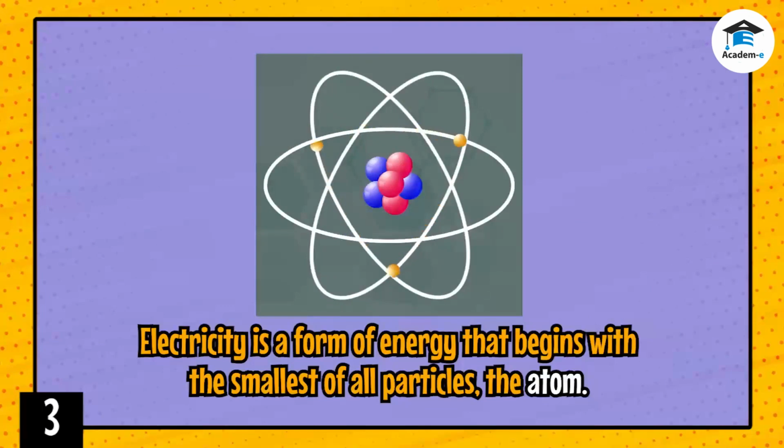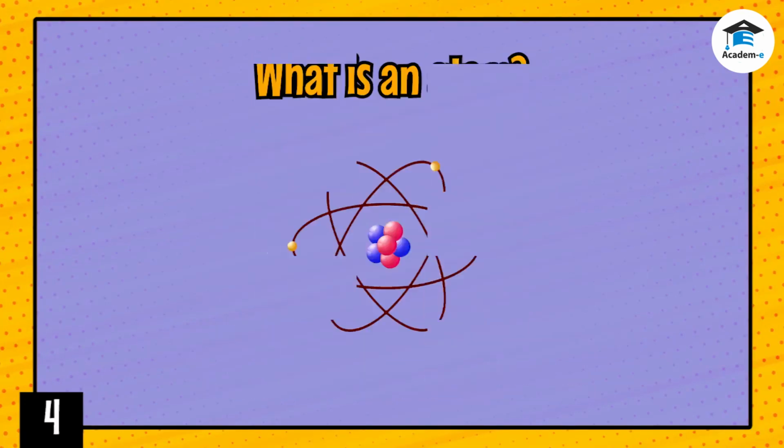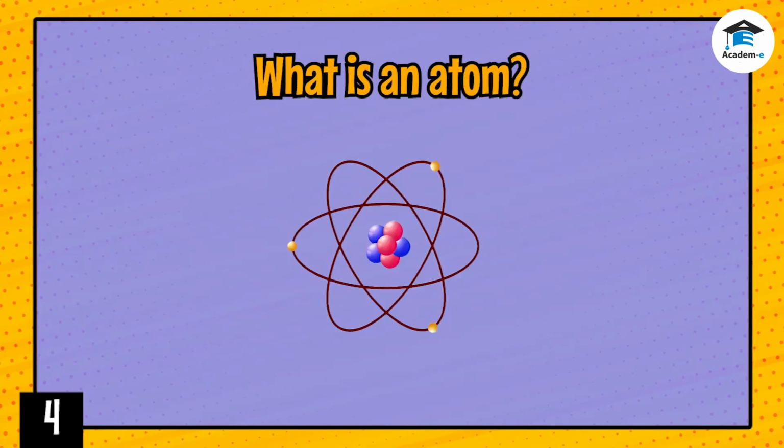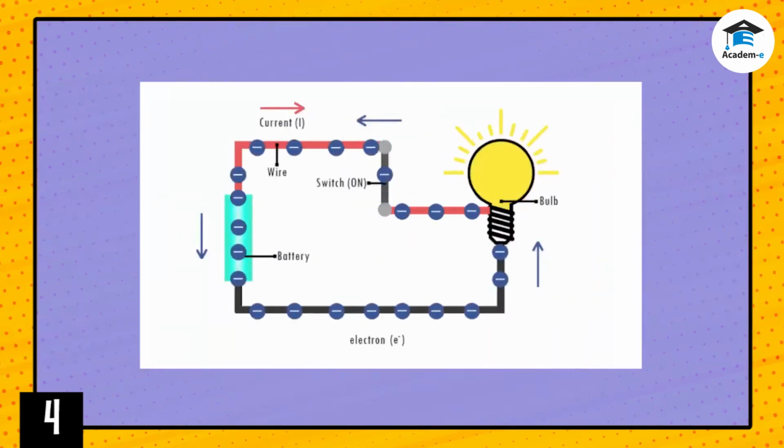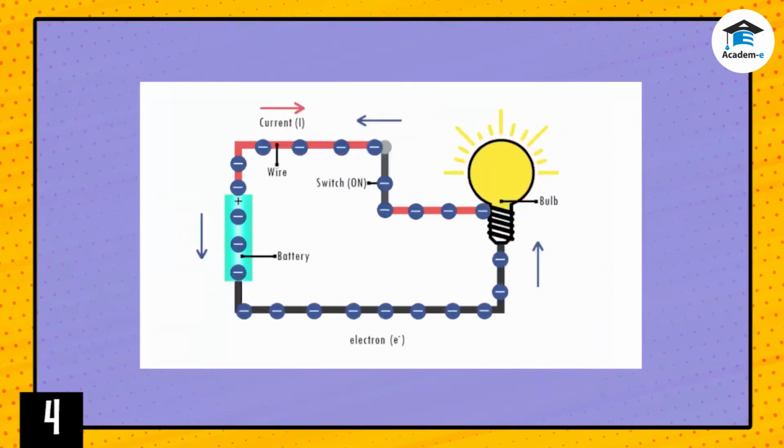Electricity is a form of energy that begins with the smallest of all particles, the atom. What is an atom? An atom is made up of protons and neutrons in their nucleus, or the center of the atom. Protons are particles that are positively charged. Neutrons are particles that do not have charges. Electrons are negatively charged particles that revolve around the nucleus in circular orbits. Electrons can move quickly from atom to atom, which produces electricity.